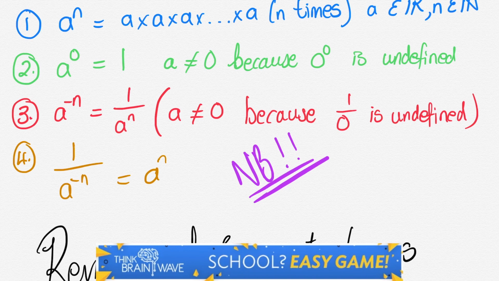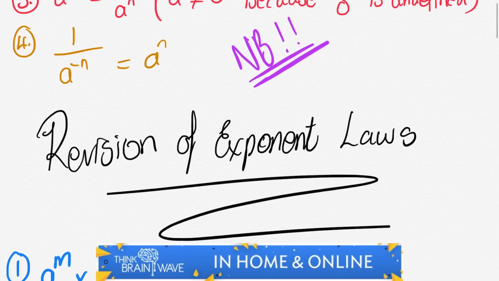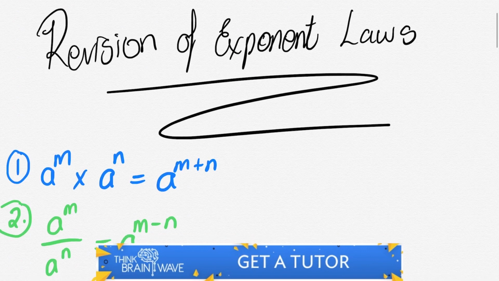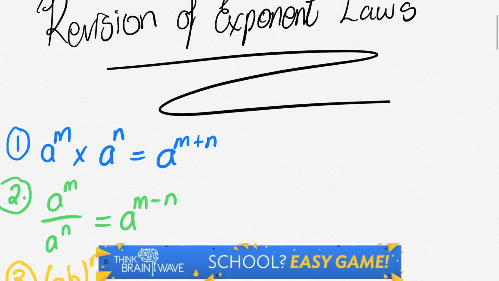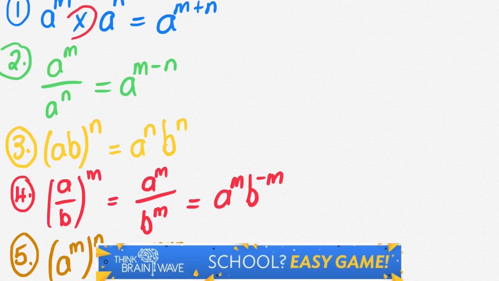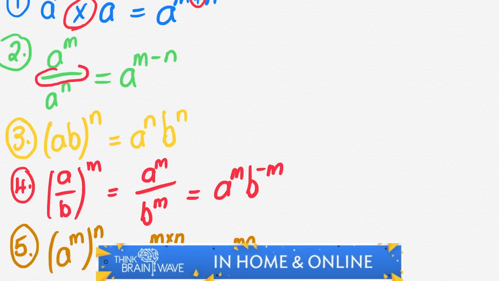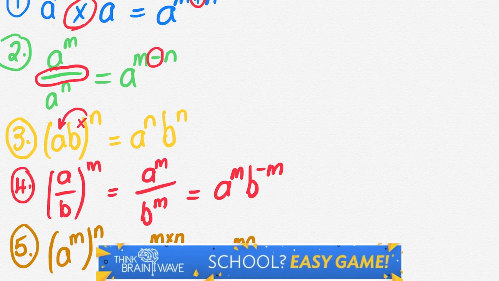And once again, 1 over a to the negative power means that you bring a up to the top and you change the negative to a positive. So let's do a revision of the exponent laws. Right here we've got a to the power of m times n, which means that you add your exponents. If you have a divide sign, you subtract your exponents. If you have a power to a power, you multiply your exponents to each base.